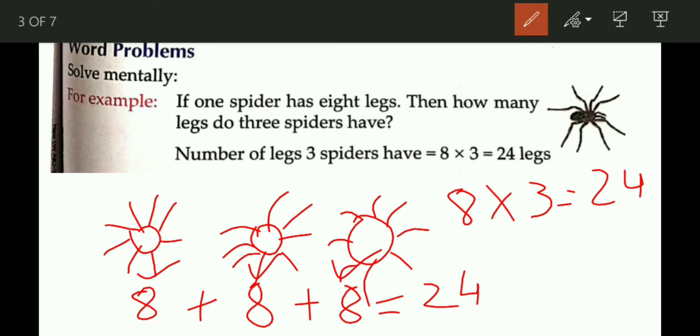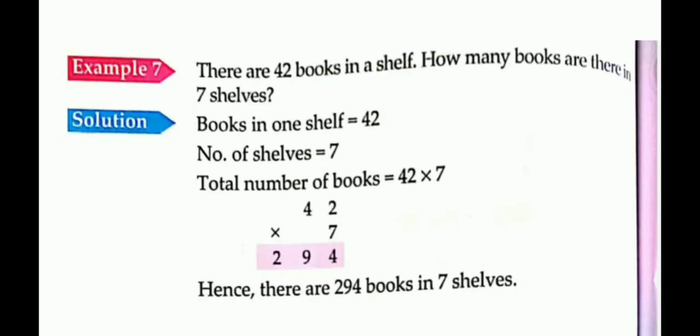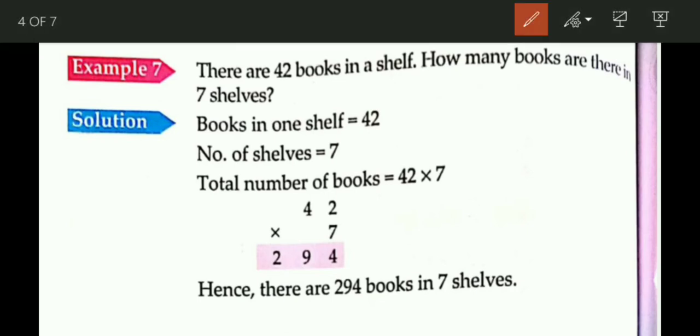Now the next one here: there are 42 books in a shelf. How many books are there in 7 shelves? So there are 42 books in a shelf. How many books are there in 7 shelves? So in one shelf there are 42 books, right? So how many books are there in 7 shelves? So you have to write 42 multiplied by 7.